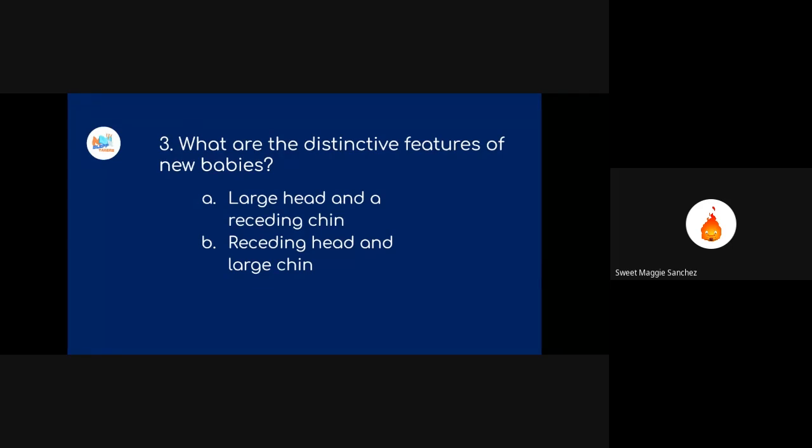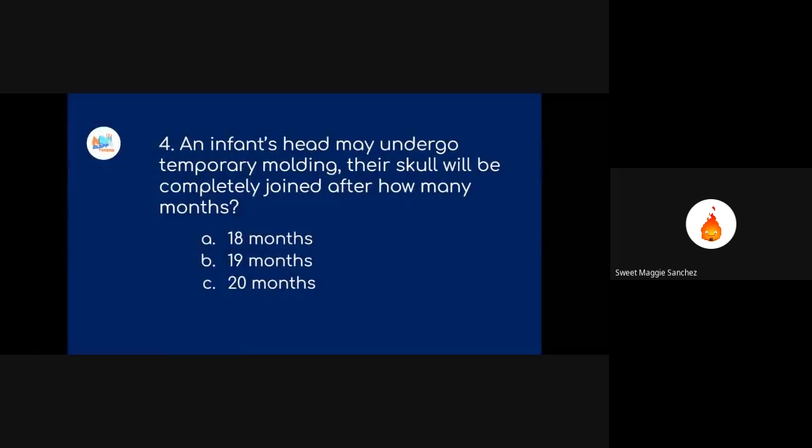Okay, timer stops. Question 4. An infant's head may undergo temporary molding. Their skull will be completely joined after how many months? Is it A, 18 months, B, 19 months, or C, 20 months?